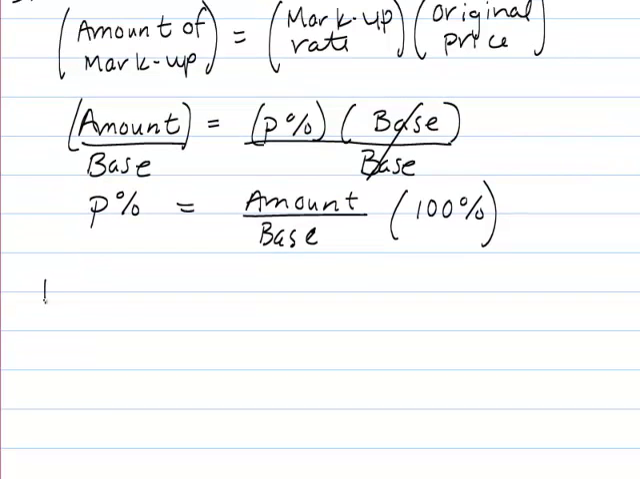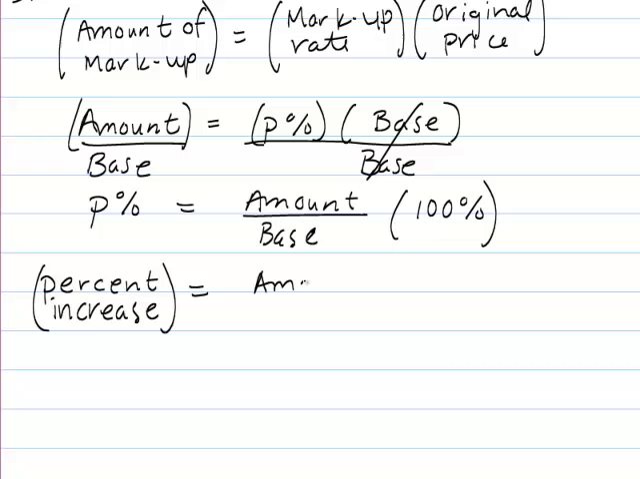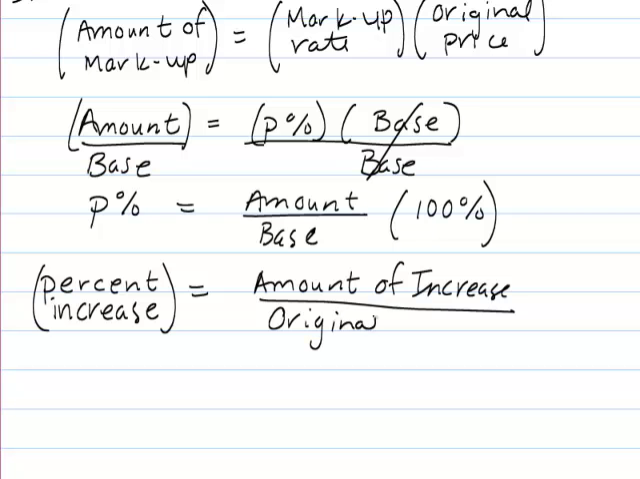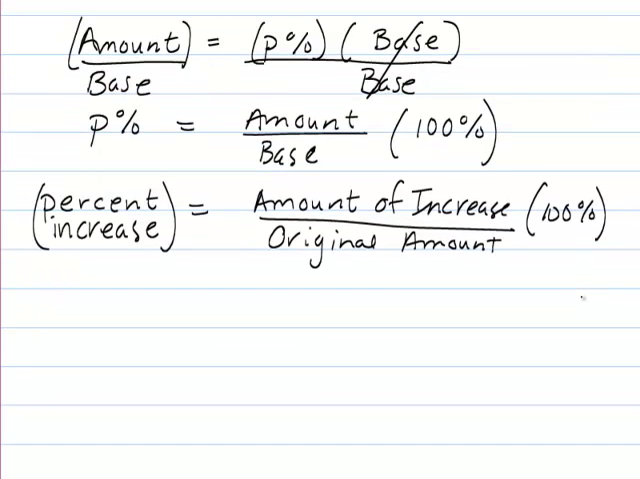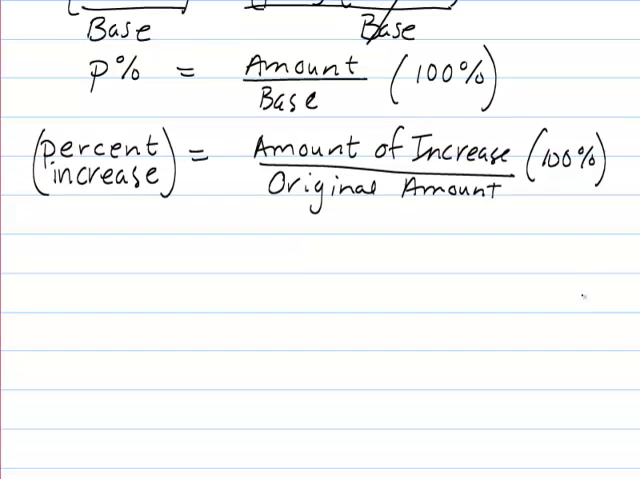So the percent increase, this is like our markup. Percent increase would equal the amount of increase. Amount of increase is essentially the amount of the markup. Amount of increase over original amount. It doesn't have to be money and shopping. There's other things it could be, but we have the amount of increase divided by the original amount multiplied by 100% will give us our percent increase.